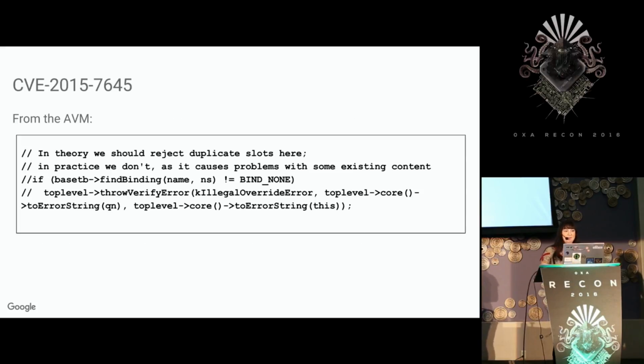So to start off, this is from the open source AVM code, and this is an interesting check. What this check does is it looks for a binding and checks whether it's binding none. And what this is actually doing is making sure that when you extend an object, you're not overriding a function with anything that's not a function, like an integer. And something you'll notice about this check, which is like a lot of interesting checks, it is commented out. It does not actually perform this check, and that is very problematic.